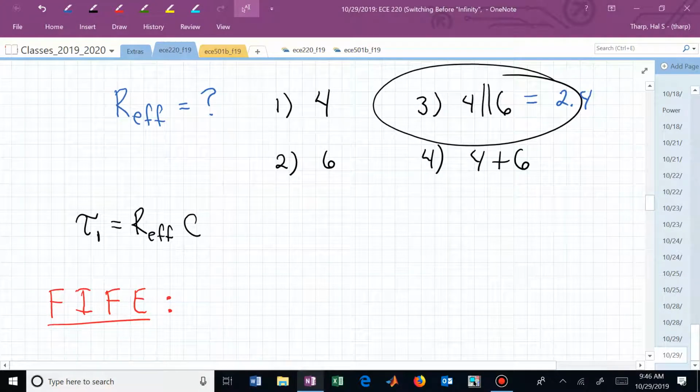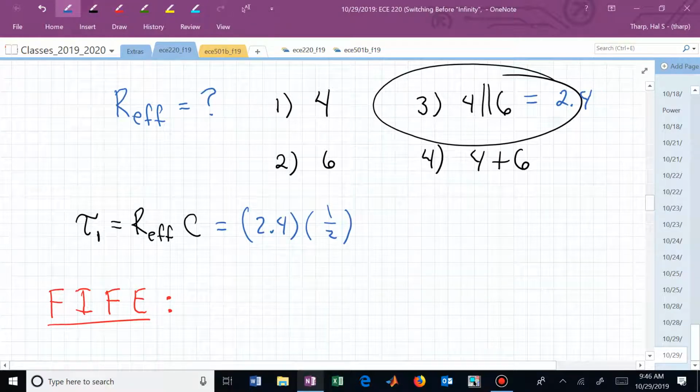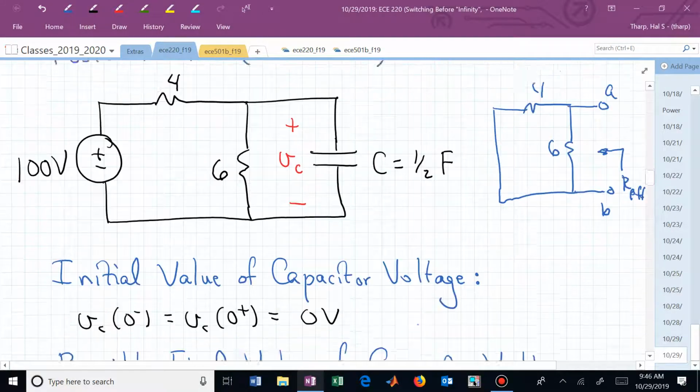So now we know the effective resistance. We actually know the first time constant in this circuit. It's 2.4. What was the capacitor's value? 1/2.